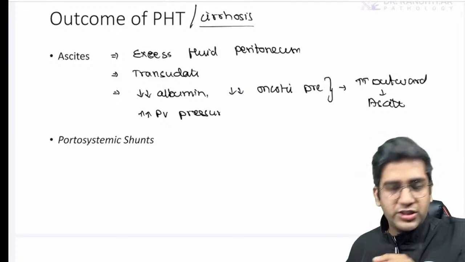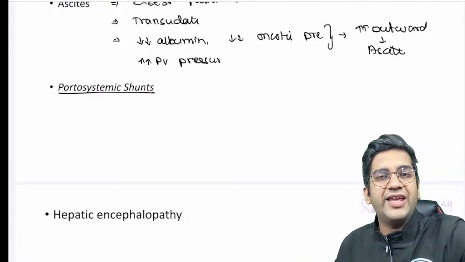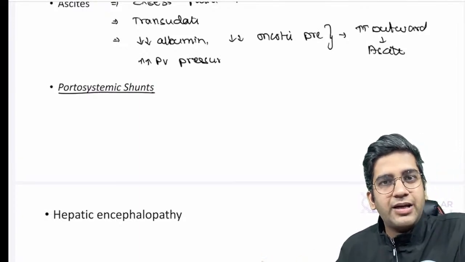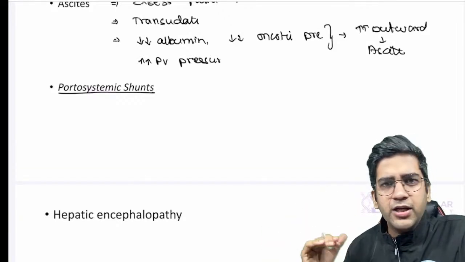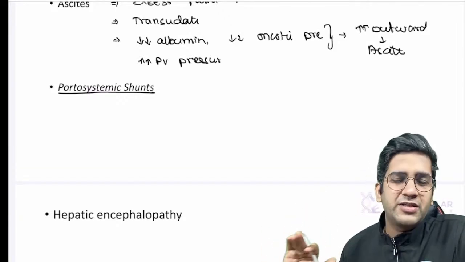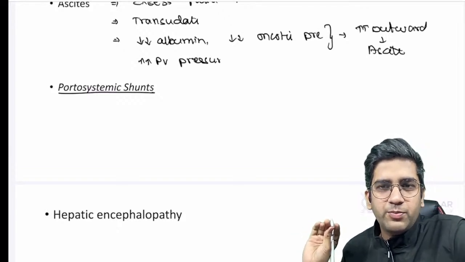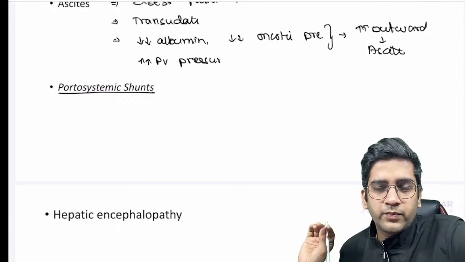Then portosystemic shunts. Portosystemic shunts are nothing but, because of the increased pressure, places where the portal venous system and the systemic veins connect. Those places will have dilatation. So you know many portosystemic shunts better than me. Any classical places where you can see portosystemic shunts?